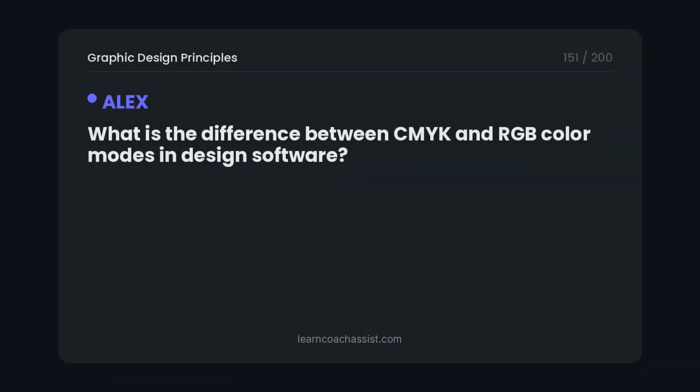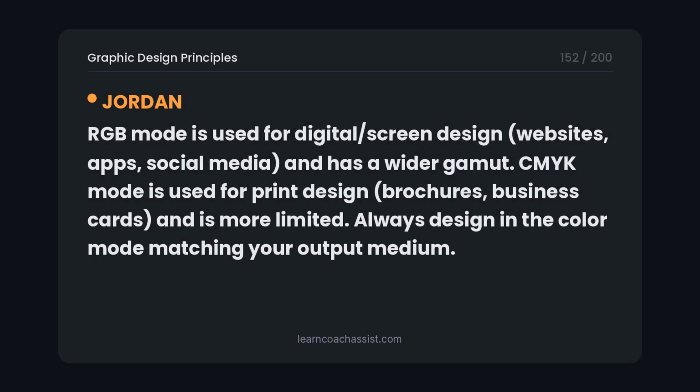What is the difference between CMYK and RGB color modes in design software? RGB mode is used for digital/screen design, websites, apps, social media, and has a wider gamut. CMYK mode is used for print design, brochures, business cards, and is more limited. Always design in the color mode matching your output medium.